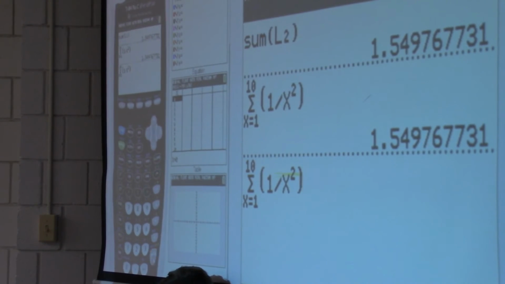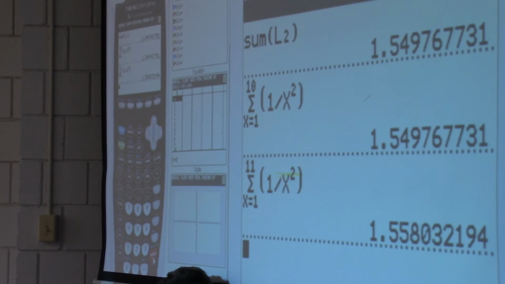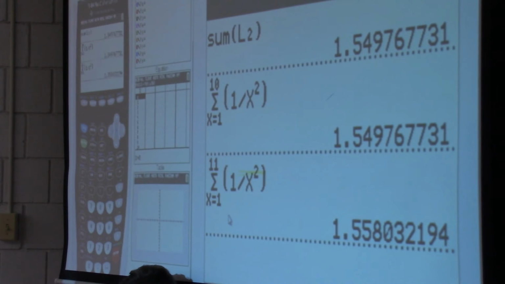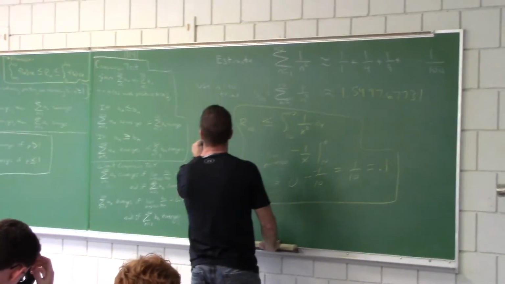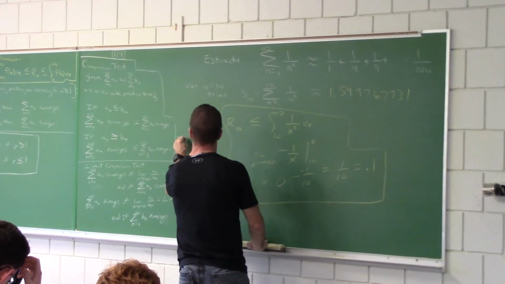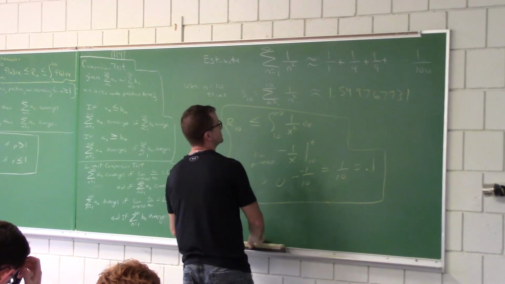Now, which number do I want to change? I want to change this to an 11, right? Hit enter. Okay, now I've got 1.558. All right, so 11 terms would be 1.558. Is that okay with everyone?